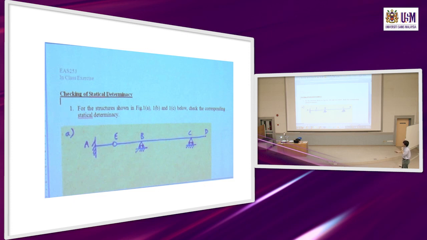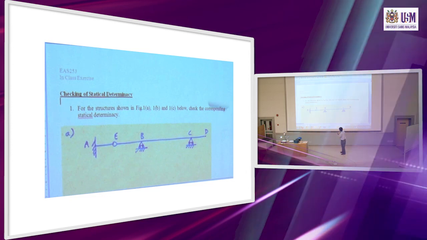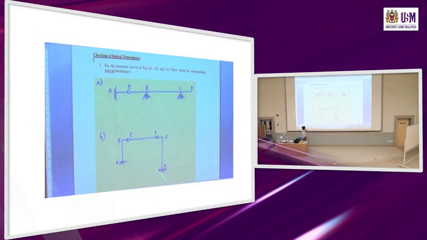So this problem, this is a fixed support, roller and roller. And the next one is a frame structure, fixed, and there are two hinge joints. Fixed, and two hinge joints. So is this statically determinate or statically indeterminate? If it is statically indeterminate, what is the degree of statical indeterminacy? This is what I would like you to check and answer.